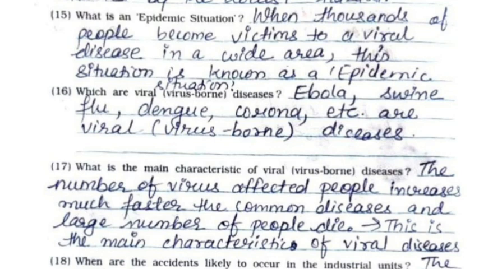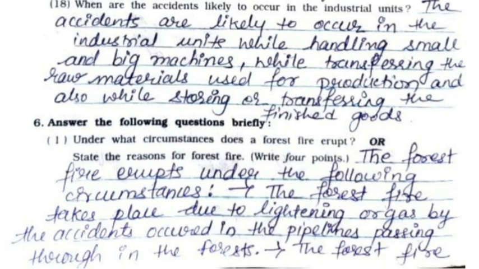17th, what is the main characteristic of viral or virus borne diseases? The number of virus affected people increases much faster than common diseases, and a large number of people die. This is the main characteristic of viral diseases. 18th, when are the accidents likely to occur in the industrial units? The accidents are likely to occur in the industrial units while handling small and big machines, while transferring the raw materials used for production, and also while storing or transferring the finished goods.